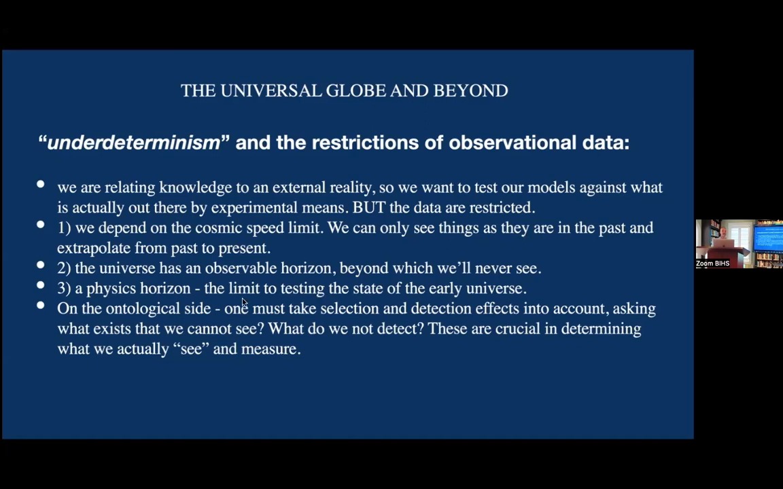And then on the ontological side, we should take selection and detection effects into account. So what is there that we can't see? What don't we detect? And these are crucial in determining what we actually see and measure. Again, there are things we don't see that we infer their behavior from. But again, the universe is unfathomably vast, so we can't assume that we know what's going on in every corner of the universe.